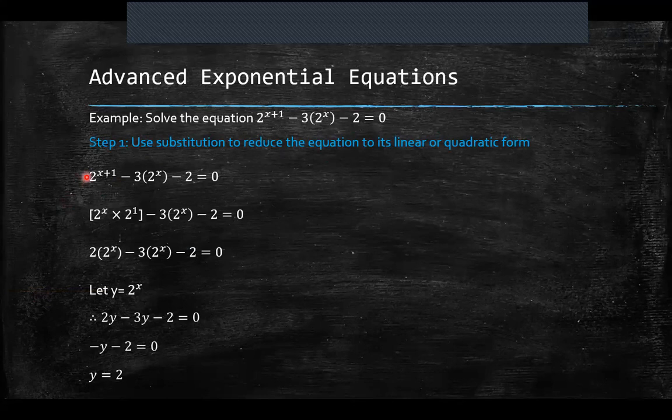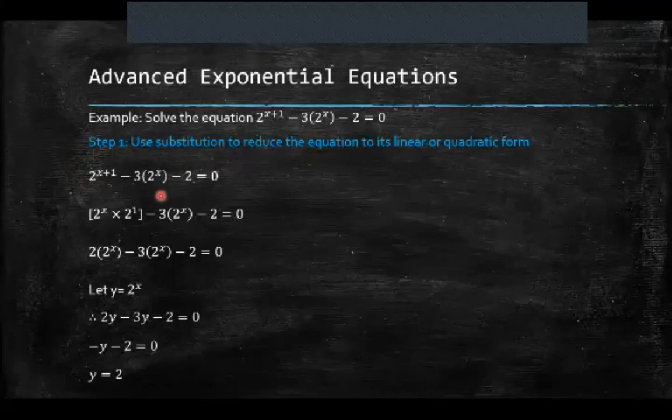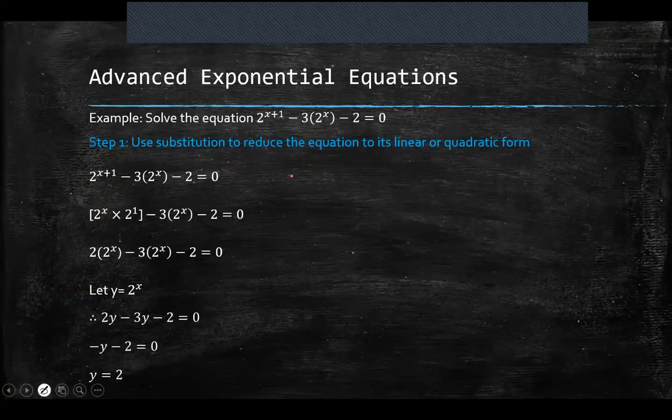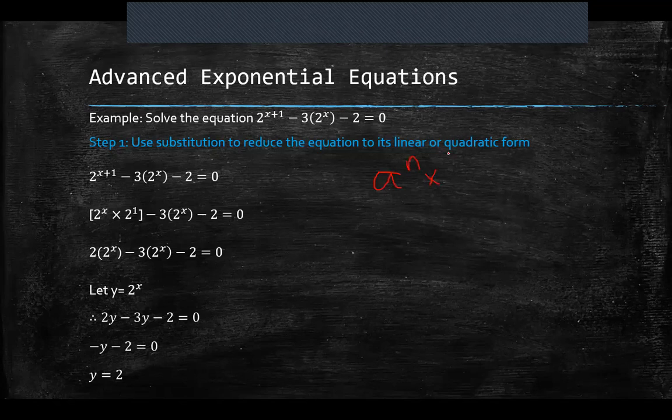Substitution. We went through the substitution method already, right? So if you need to review it, Google Classroom. This is what they gave us, the equation, and we could simplify this. 2 to the power of x plus 1, that's the same as saying 2 to the power of x multiplied by 2 to the power of 1. Just in case you don't understand how I got that, it's because I used this rule: a to the power of n multiplied by a to the power of m is equal to a to the power of n plus m.